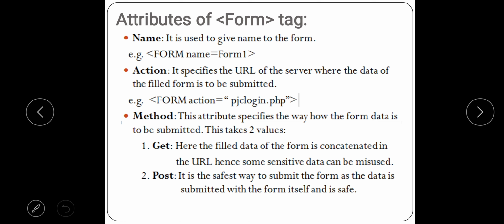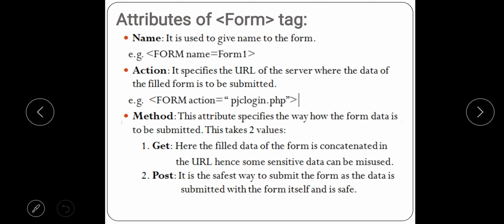Just see the syntax how it is. Again it is an attribute of form, that is why the opening tag of form, then space, action equal to the server name. Now my server name is pjclogin.php. This is my server name. So when I click on the submit button after filling the form, all that data will go to the pjclogin.php server. This is my server URL or the path where the data is to be submitted.